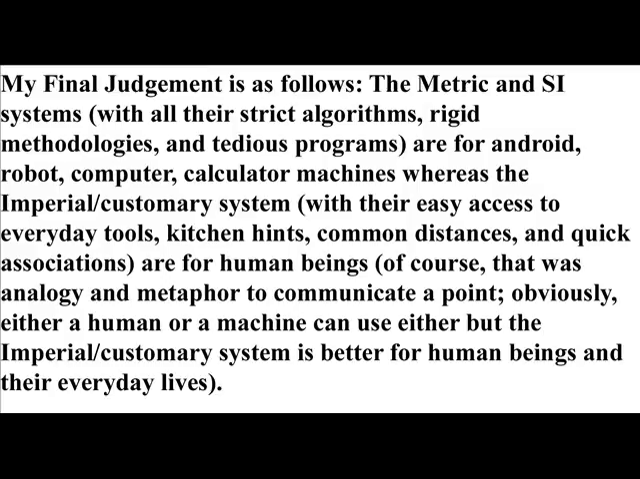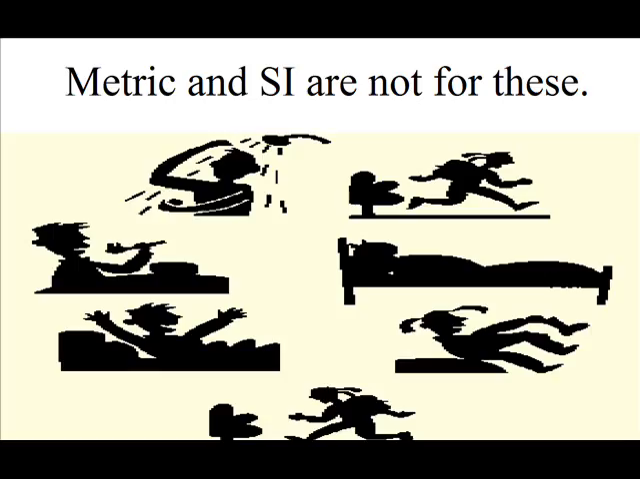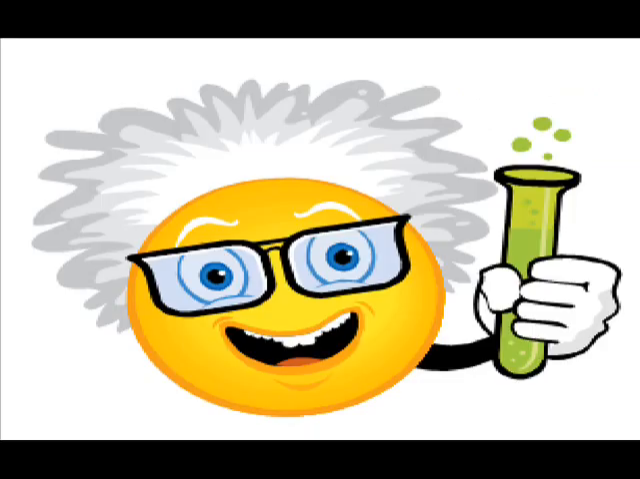Obviously, either a human or a machine can use either, but the Imperial/customary system is better for human beings and their everyday lives. Case in point, the metric, SI, and the Imperial/customary systems have their purposes, and I don't see it as a competition between them. They serve three different purposes. The metric and SI systems stink in everyday life, but are great in areas where measurements need to be extremely precise and/or where uncommon things need to be measured.